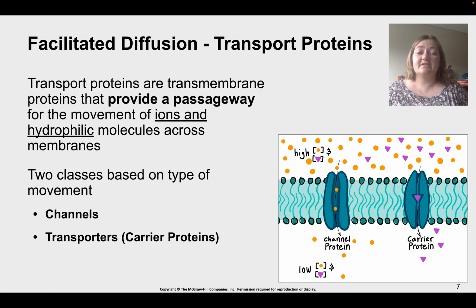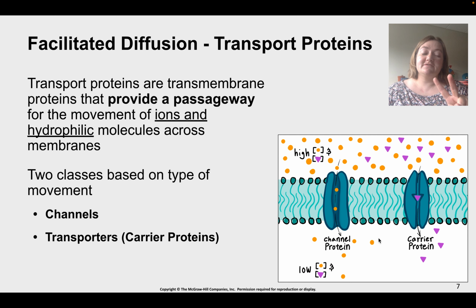If we think about that plasma membrane, the interior is hydrophobic, which means ions and hydrophilic molecules have a really hard time getting through this hydrophobic region. So instead, they're going to take a protein that spans that hydrophobic region. It allows them to move through without ever having to interact with these hydrophobic tails.